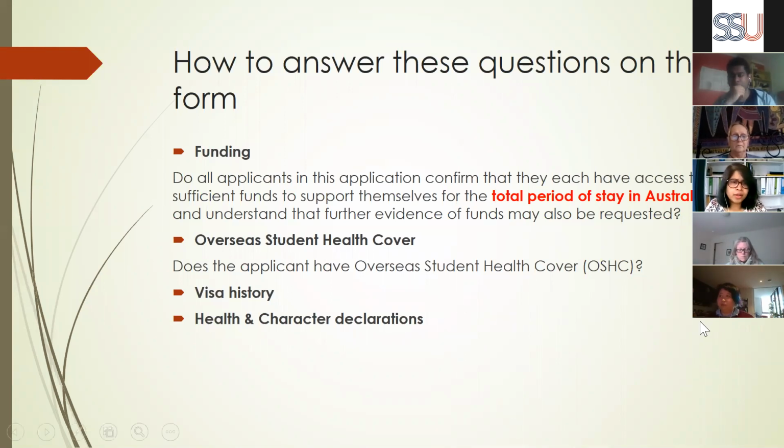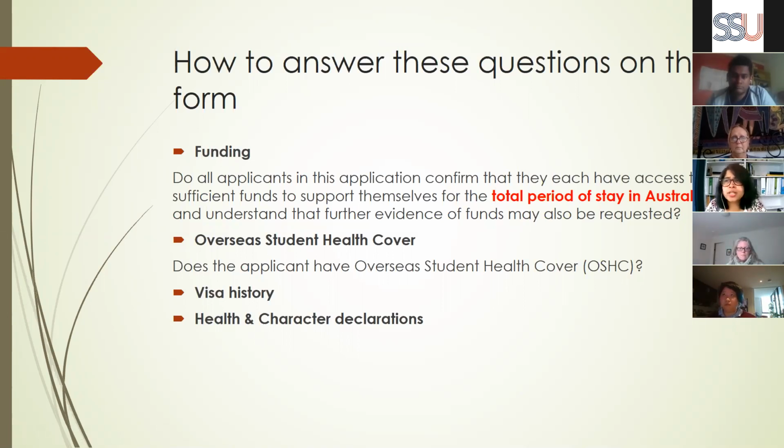And the other one is actually OSHC, Overseas Student Health Cover. So does the applicant have overseas student health cover? Obviously it has to be yes, unless you are exempted. You will have to provide evidence also. Sometimes the university will arrange this for students, but you can also arrange it by yourself. If the university arranges it, it's included in the COE.